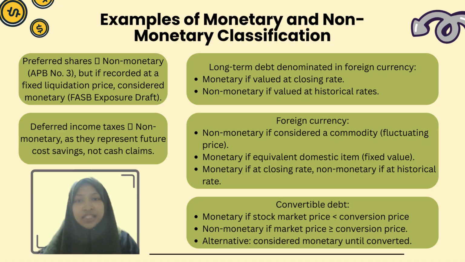Accounting Research Study number 6 proposed that convertible debt be classified as a monetary item when the market price of the shares is lower than the conversion price, and as a non-monetary item if the market price of the shares is equal to or higher than the conversion price. An alternative view is that convertible bonds should continue to be treated as monetary debt, an obligation to pay a fixed amount of money, until they are actually converted into shares.